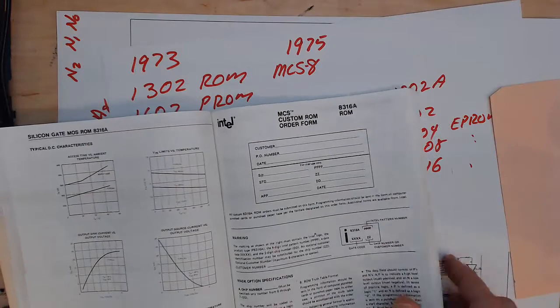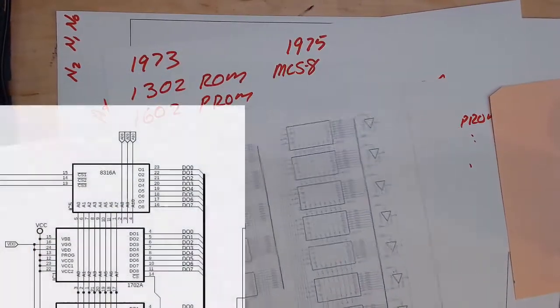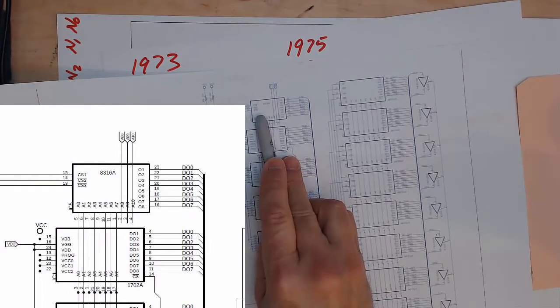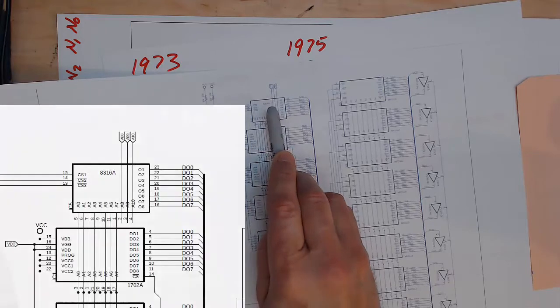Okay, so that brings us to the answer as to why on this board, this 8316 had 3 chip selects. Here they're all shown as being active low, but these could be any bit pattern from 000 to 111. So anywhere from 0 to 7 would select that particular chip.